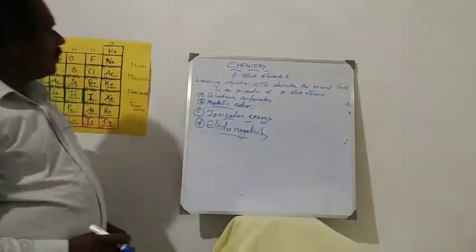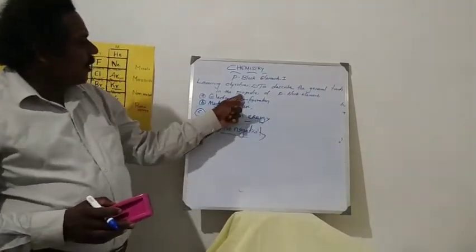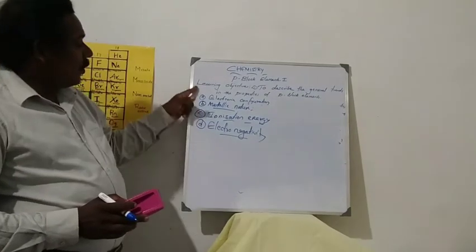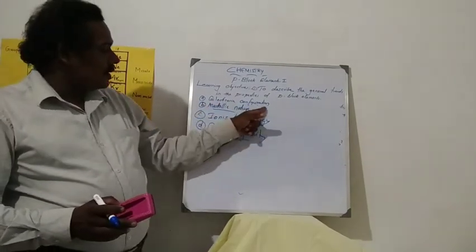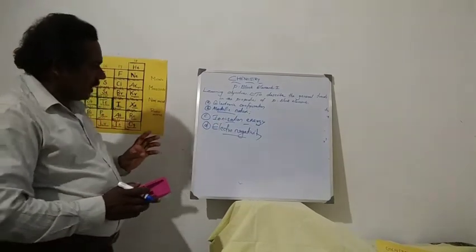The next objectives. This is the first objective: to describe the general trends in the properties of p-block elements. There are 4 topics: electronic configuration, metallic nature, ionization energy, and electronegativity.